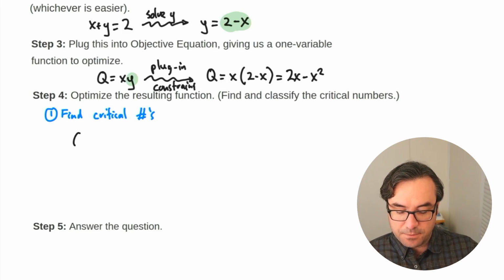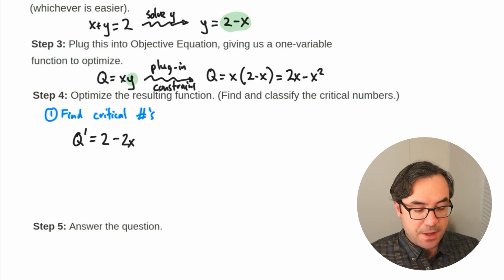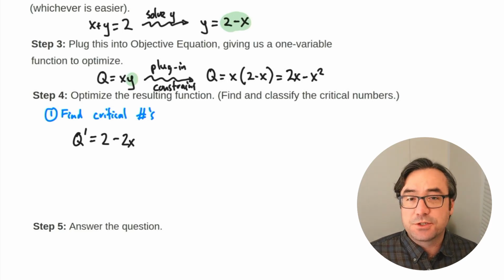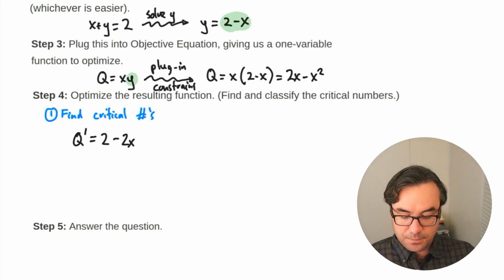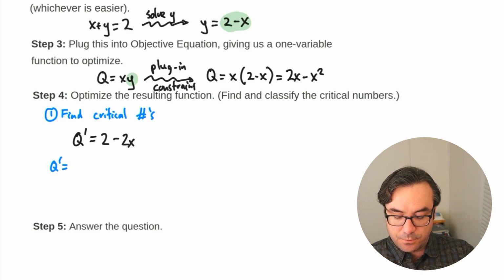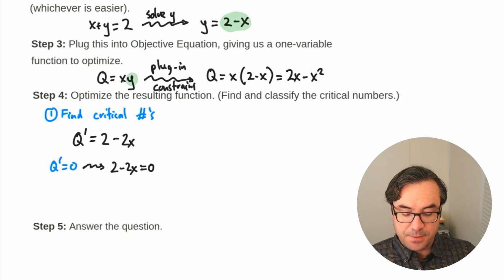So I'll call it q prime. And if we differentiate, we get 2 minus 2x. So there's our derivative. And then we just want to figure out, where is this derivative 0? Where is it undefined? So we want to know, when is our derivative 0? In which case, if we set 2 minus 2x equal to 0 and solve, we get x equal to 1.